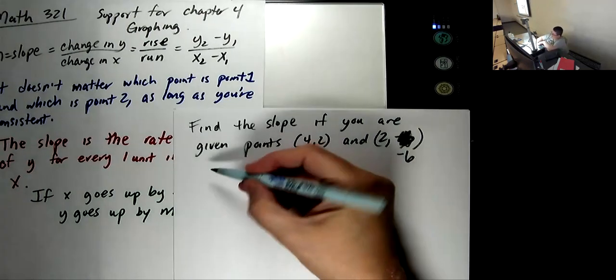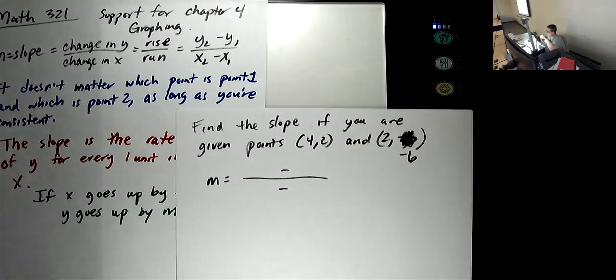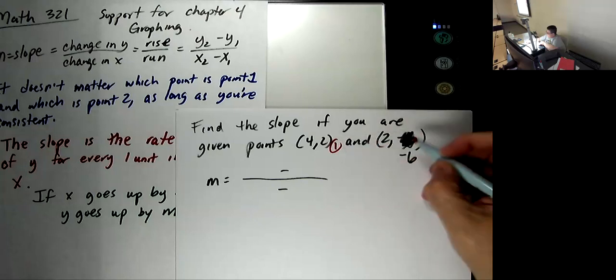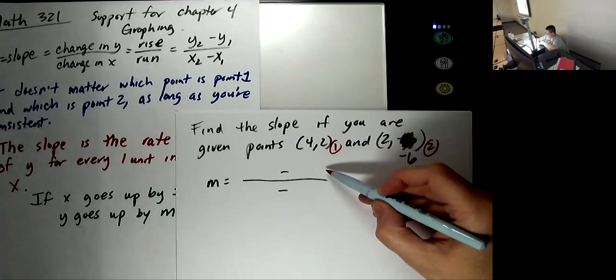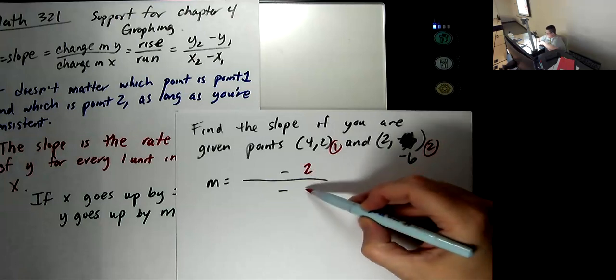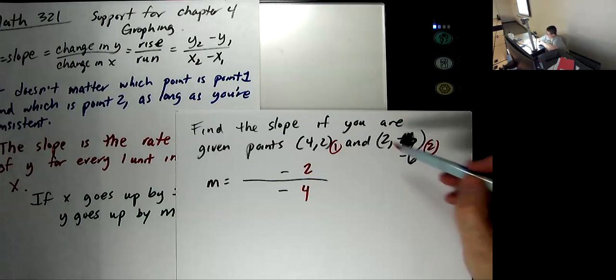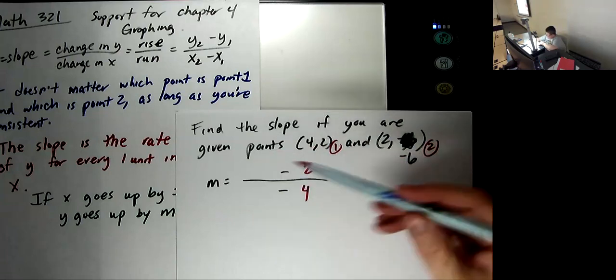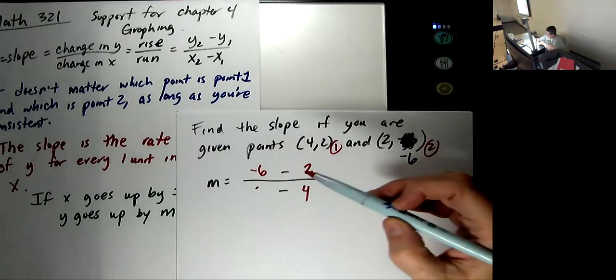Alright, so which point should I label 1 and which one should I label 2? This will be point 1, okay. So point 1 goes on the right side and the y value goes on top, so the 2 goes up here and the 4 goes down there. And point 2 goes on the left side, -6 goes on top, and 2 goes on bottom, yeah.